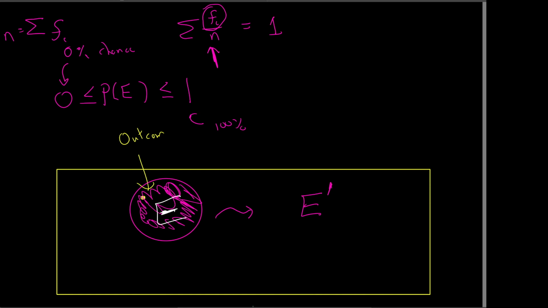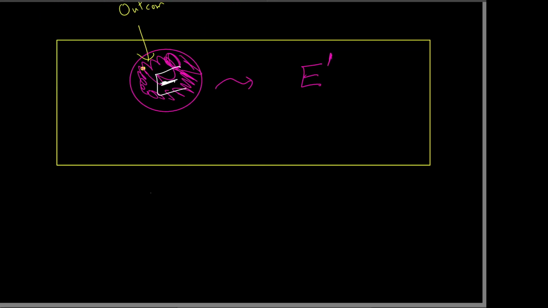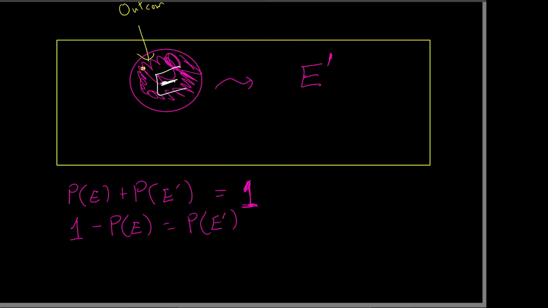And a neat thing happens. If the probability of event E is added to the probability of its complement, I have this and everything that's not this. Well, that gives me the whole thing, or one. And doing a little algebra with this, 1 minus the probability of the event is equal to the probability of the complement, or 1 minus the probability of the complement is equal to the probability of the event.